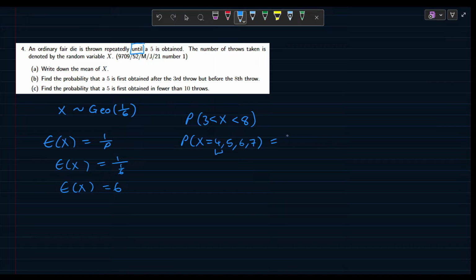That's going to be q, which is 1 minus 1 over 6. Q is 1 minus 1 over 6, so Q is 5 over 6. So 5 over 6 to the power 4 minus 1, so 3, multiplied by the probability of success, 1 over 6. This is for x is 4.